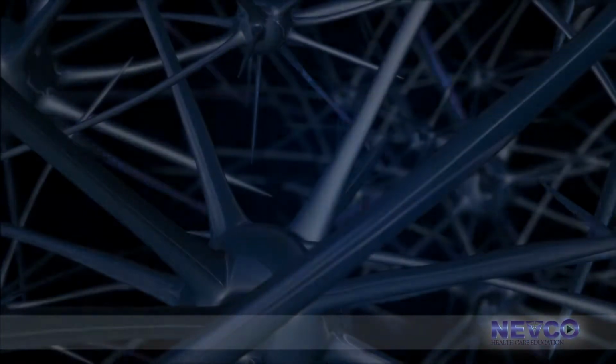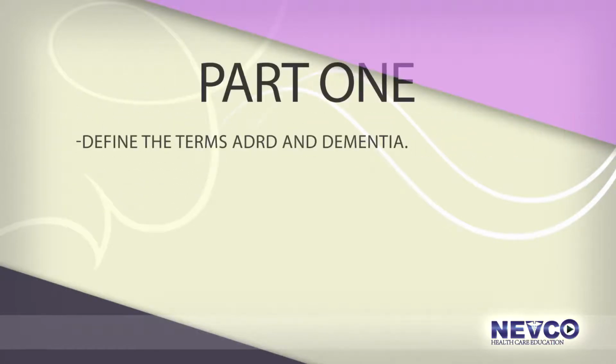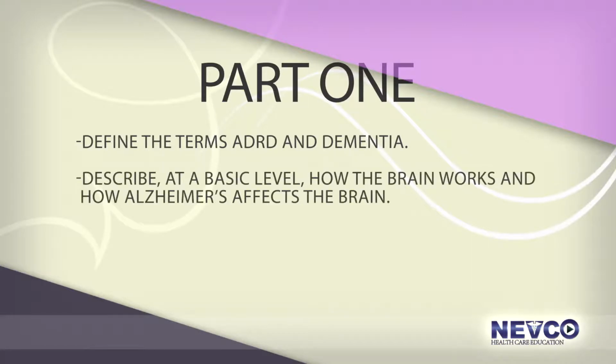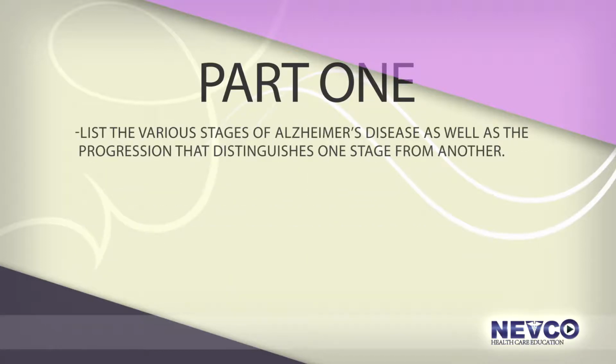At the conclusion of Part 1, you should be able to define the terms AD-RD and dementia, describe at a basic level how the brain works and how Alzheimer's affects the brain, explain how cognitive impairment in AD-RD and dementia is different than the cognitive impairment of normal aging, list the various stages of Alzheimer's disease, as well as the progression that distinguishes one stage from another.